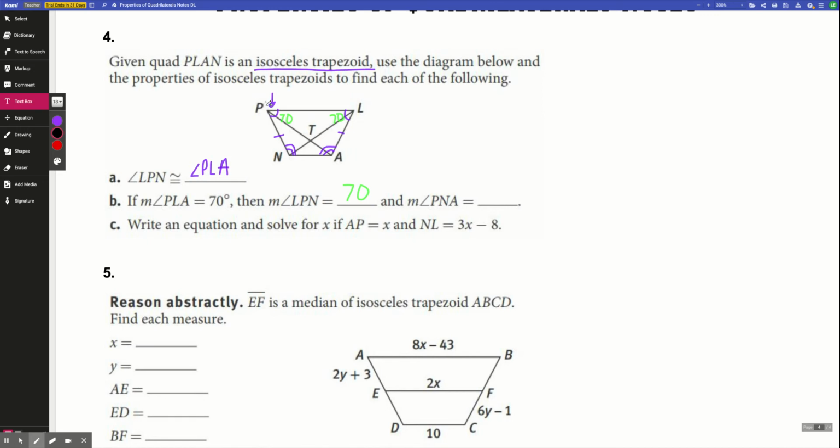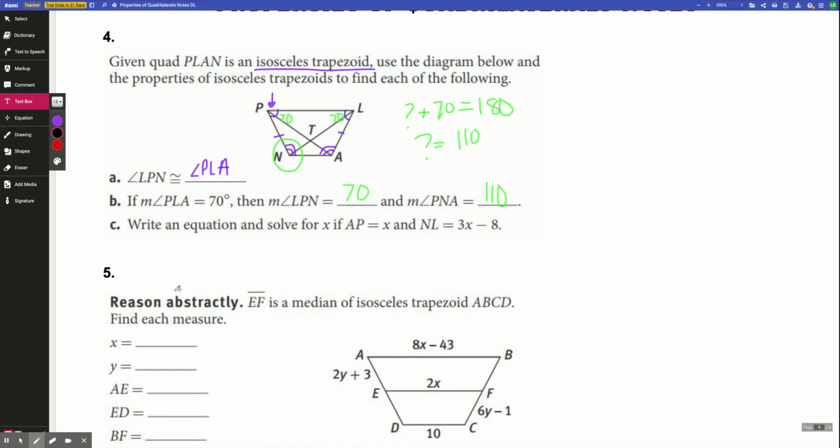Okay, and then PNA is this angle right here. Okay, remember that the leg angles, or the consecutive angles that are connected to the legs, are supplementary. So the angle that I'm looking for, plus 70, has to equal 180. So the angle that I'm looking for, if I subtract 70 from 180, is 110.